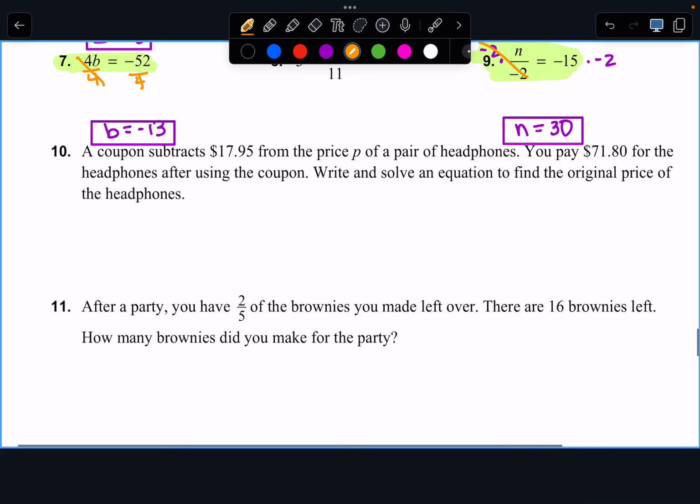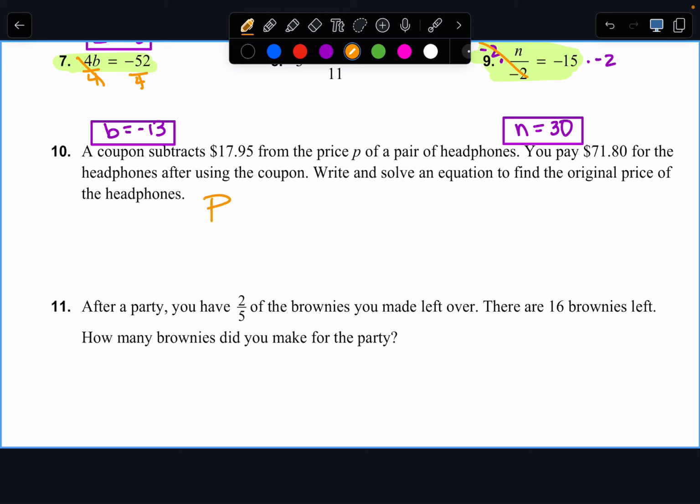Okay, I would like you to silently read through number 10. All you're doing is reading. Okay. What is our variable? P. We don't know the price of a pair of headphones. And it's saying that a coupon subtracts $17.95 from the price. Okay? So this is what we know.